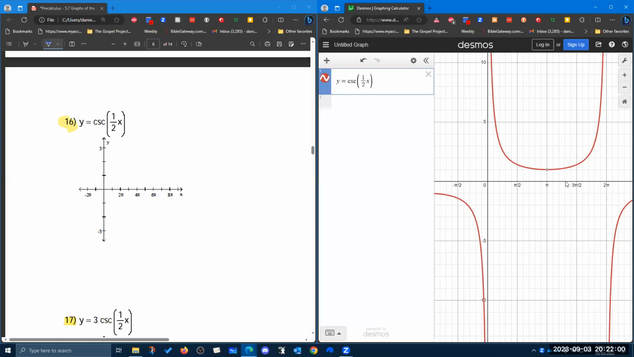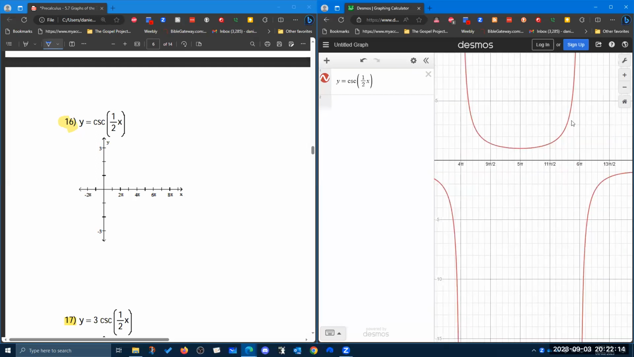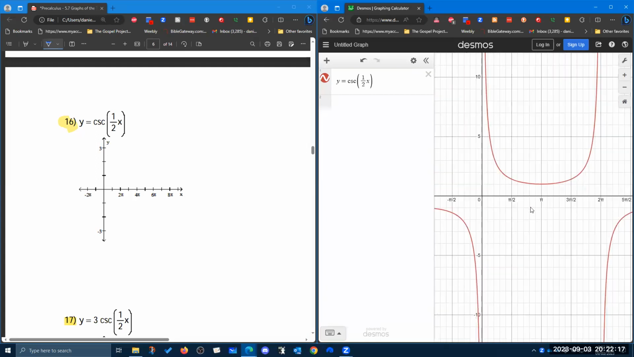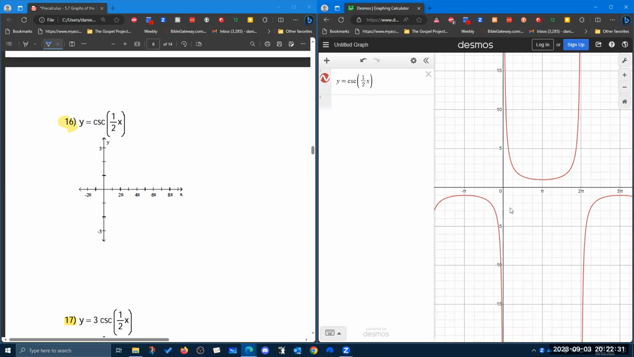So the period is now going to be 4 pi, and each of these loops here is going to be 2 pi. So I go from 0 to 2 pi, and then from 2 pi to 4 pi, then from 4 pi to 6 pi, and so on. So instead of that minimum being at pi over 2, now it's at pi. Instead of this maximum being at 3 pi over 2, now it's at 3 pi, and so on. You get the idea that every x value has doubled and the y values have stayed the same.